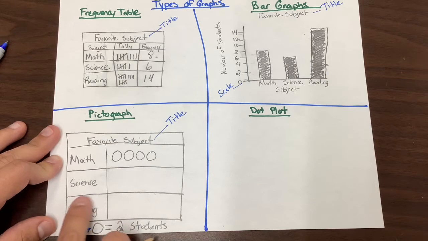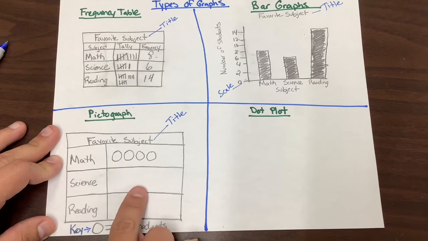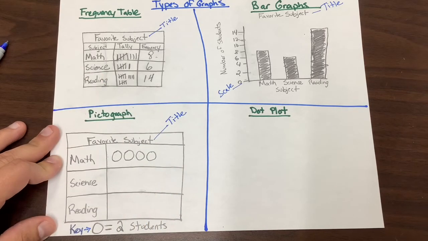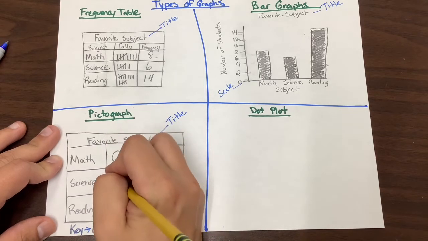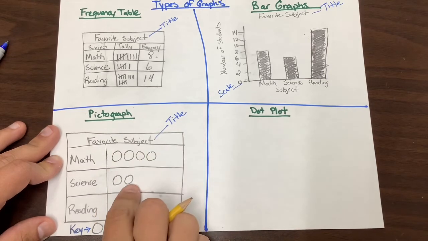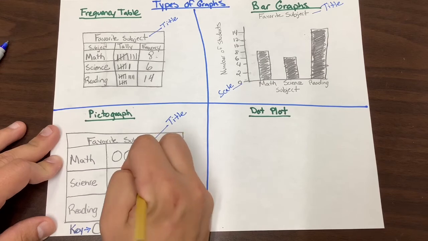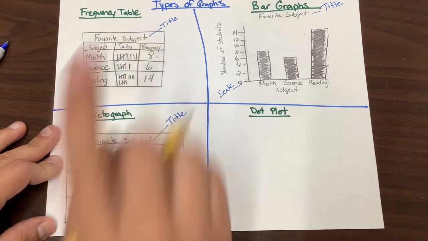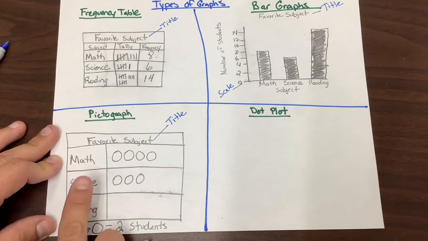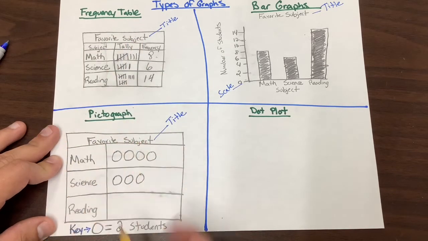The next one is science. Let's see if you can see how many circles we should put here to represent the amount of students that chose science. Let's see if you were right. One circle, that's 2. 2 circles, that's 4. 3 circles, that's 6. Good job. So 2, 4, 6. So these are the amount of students that chose science as their favorite subject.